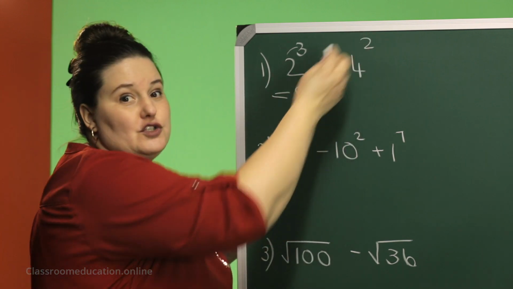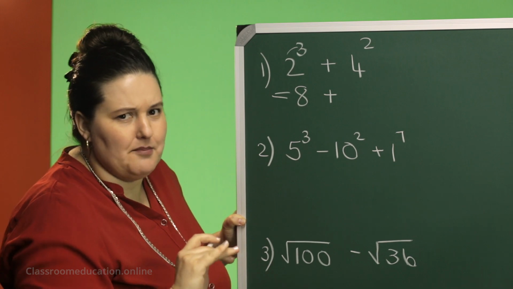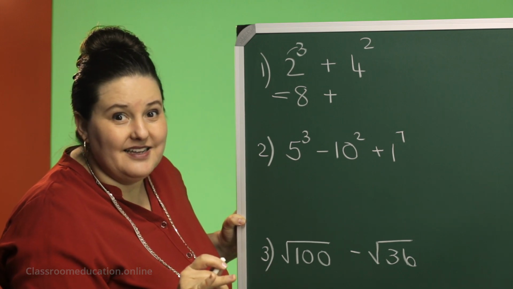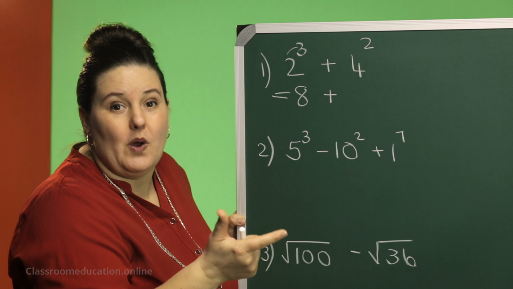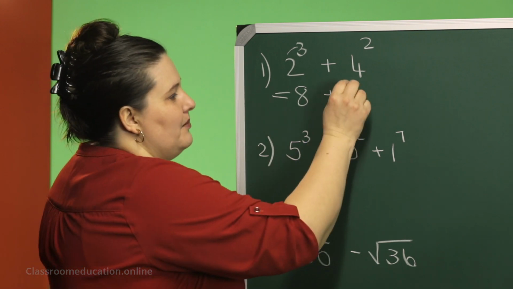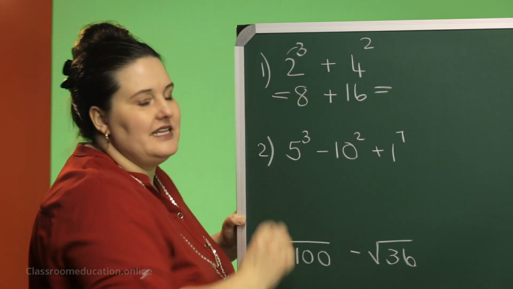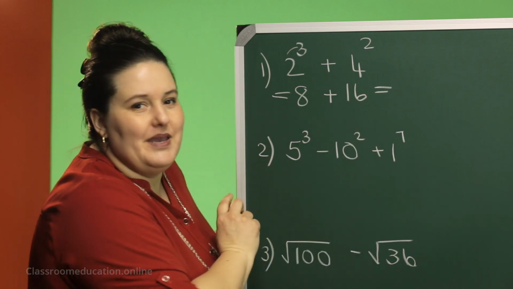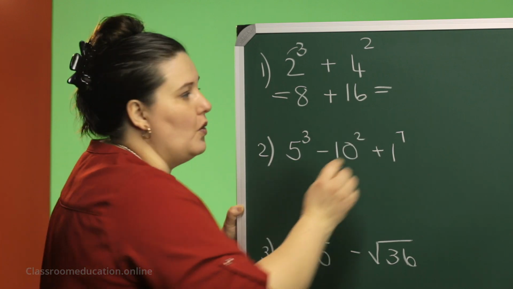Plus 4 squared. Never ever multiply those two together. So it will be 4 times 4, and that is 16. Plus 16, and 8 plus 16 will give me an answer of 24.